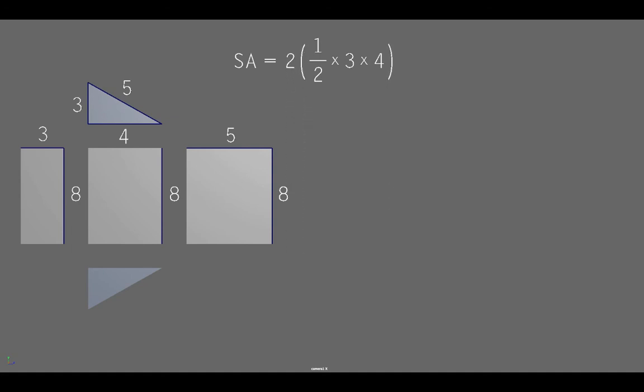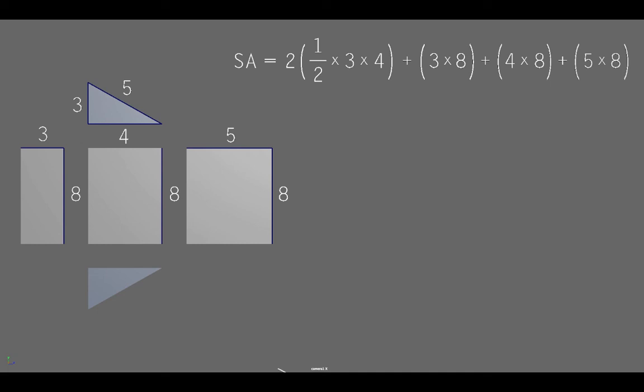Next, we'll do our smallest lateral surface, which has dimensions 3 by 8. We will not multiply this quantity by anything because it is the only lateral surface with these dimensions. Next, we will do our middle lateral surface, which has dimensions 4 by 8. We will not multiply this by anything because it is also the only lateral surface with these dimensions. The last and largest lateral surface has dimensions 5 by 8. And again, because it is the only one of its size, we will not multiply this quantity by anything. We will add all of these together.